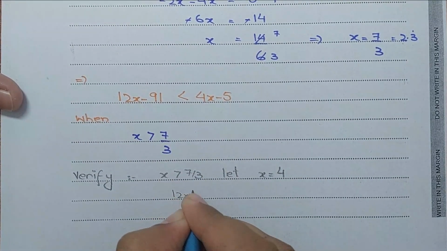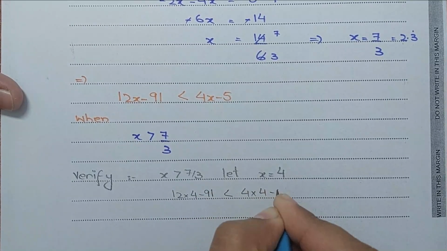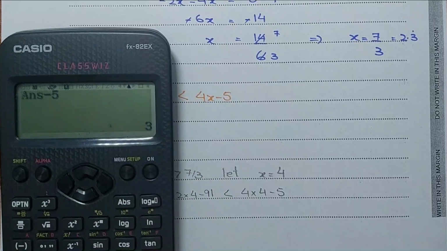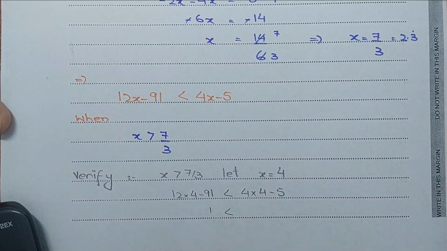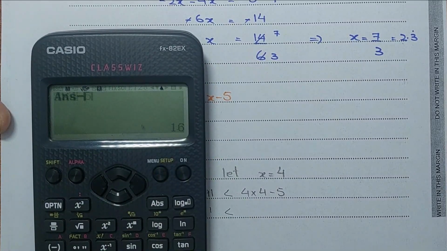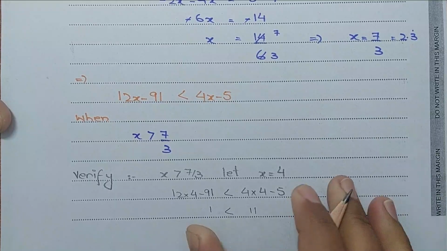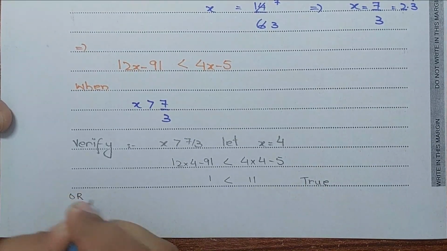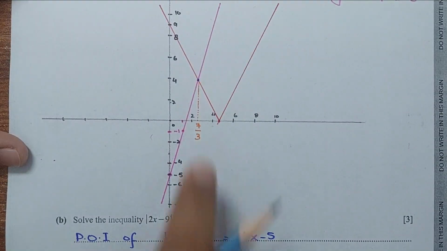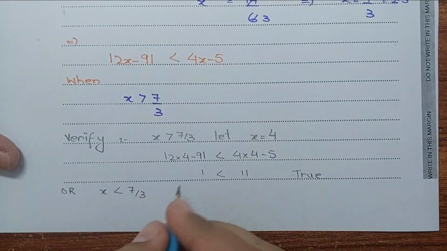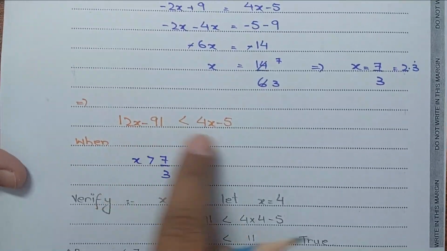So absolute of 2 times 4 minus 9 is less than 4 times 4 minus 5. Okay, now 2 times 4 minus 9, this is minus 1, so absolute is just 1, is less than 4 times 4 minus 5 is 11, so 1 is less than 11, so this is true, right? Or on the other hand, if you take x values which are less than 7/3, 7/3 is 2.33, so its lower value is 2, we can take, right? So we can take x equals 2 and check this absolute inequality, right?